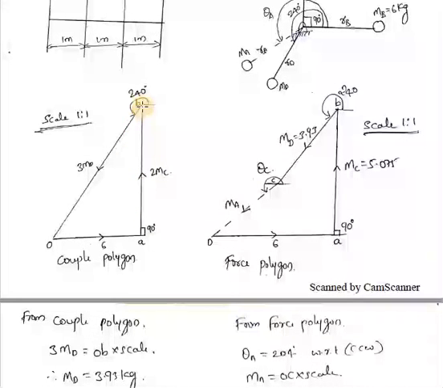Wherever those two lines intersect, that point is going to be your B. And the length of this line should be equal to 2mc, and the length of this line should be equal to 3mb. So from the couple polygon, you can get the value of md and mc. Once you get those two values, then go for the force polygon.